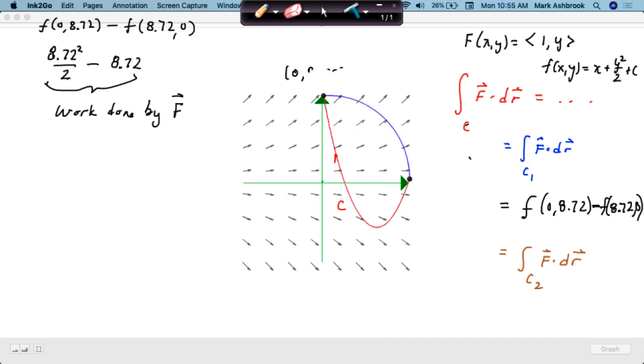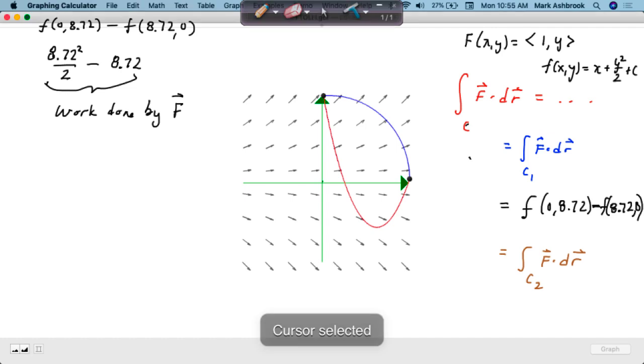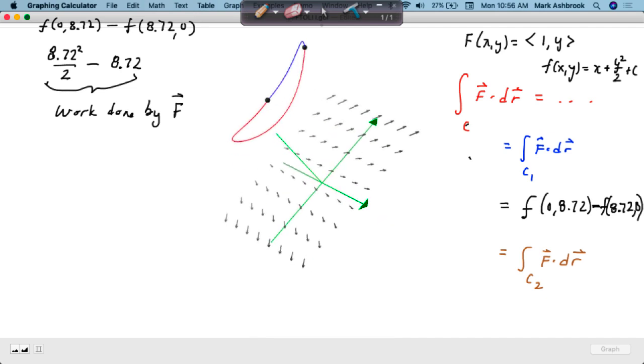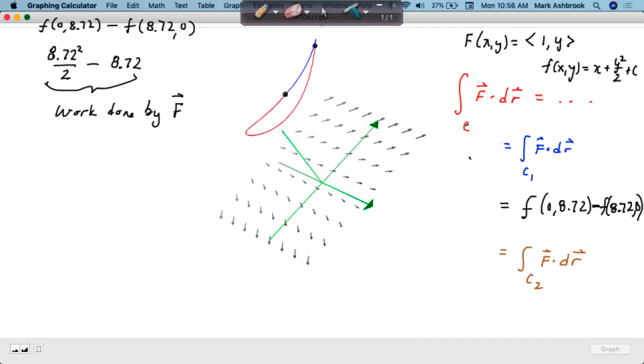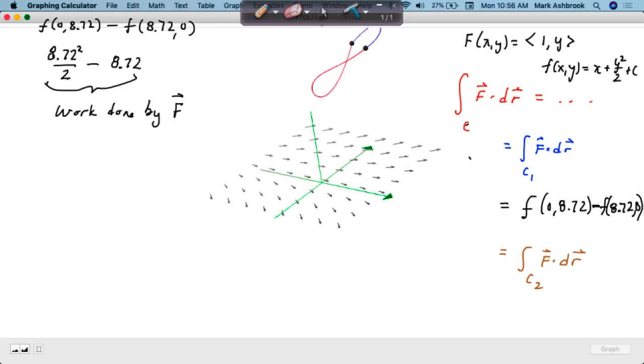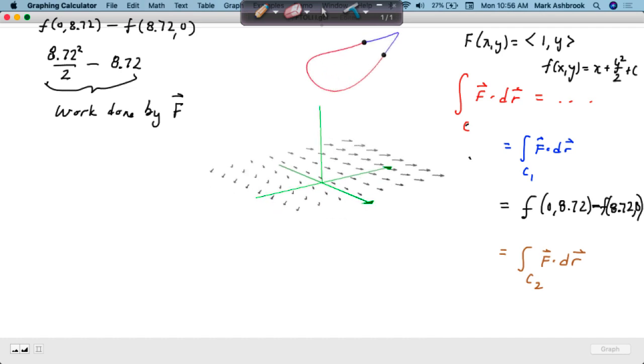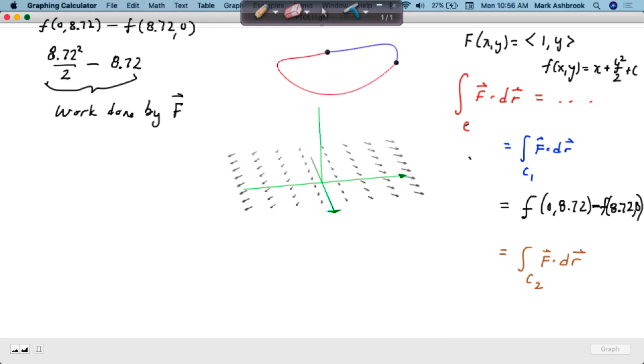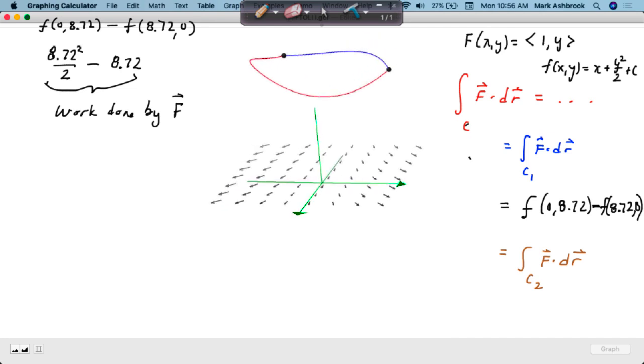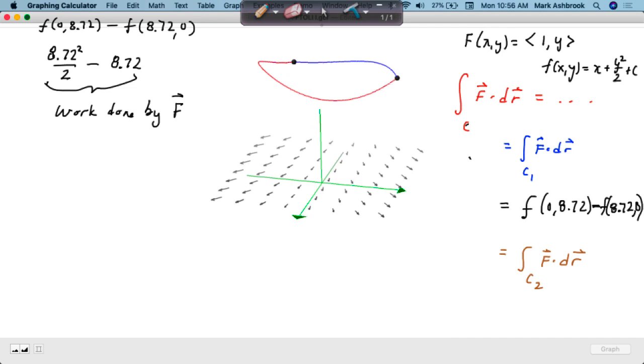So really, in the context of the fundamental theorem, this is a gradient field for some surface, right? What surface? x plus y squared over 2, right?